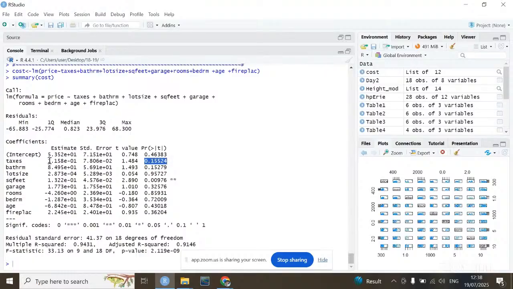So how do we interpret this? We say for unit increase in tax, the cost increased by this value, and for unit increase in the number of bathrooms, the cost also increased. But looking at the p-value, it is not significant. But when we look at the square feet, for unit increase in the size of the house, the cost increased significantly by this amount. And this is the p-value.